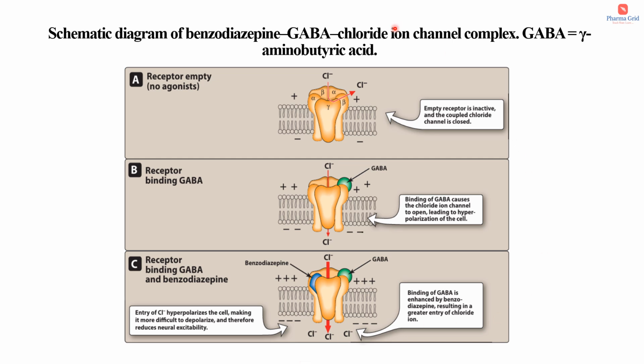So this diagram is very helpful to understand the proper mechanism of action of benzodiazepines. So the benzodiazepines increase the frequency of chloride channel opening and thereby potentiate the action of GABA.